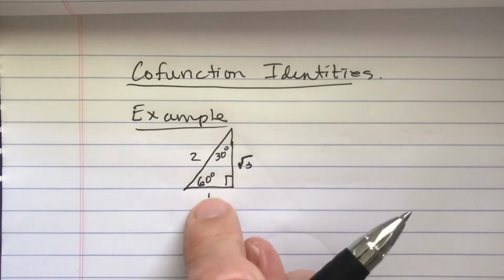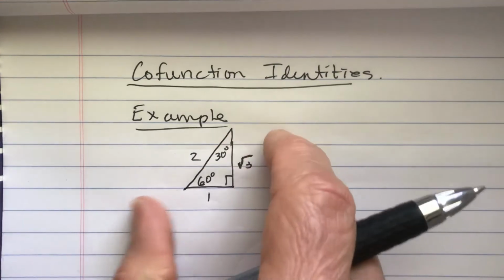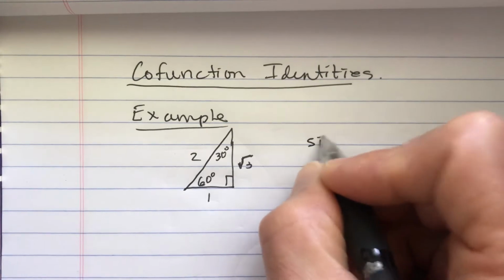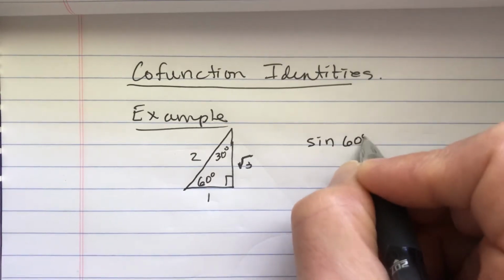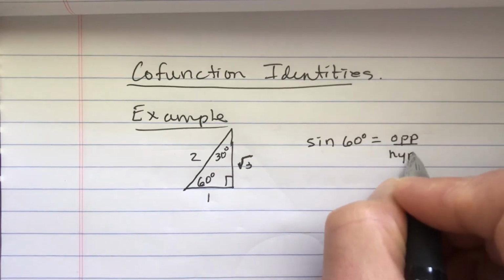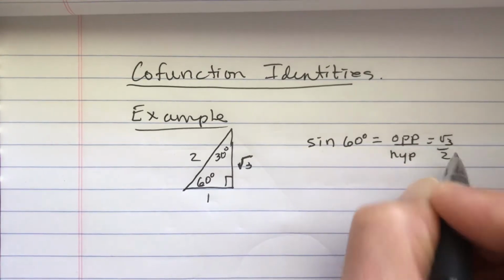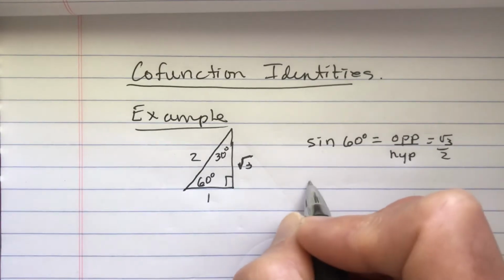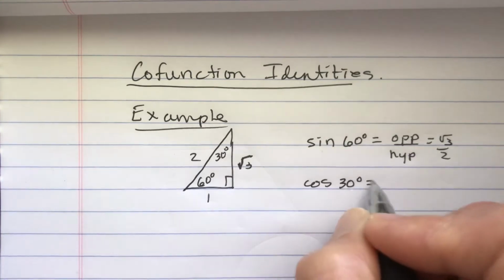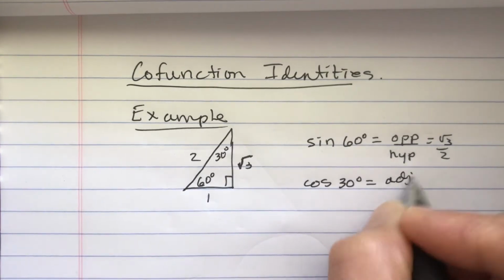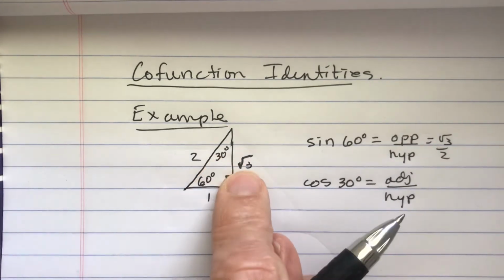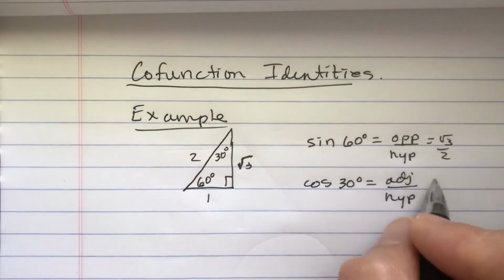You could multiply all of these by 4, and then you'd have everything twice as big. The proportions will stay the same when we're talking about how to find, say, sine of 60 degrees. Sine of 60 degrees is opposite over hypotenuse. So that will be square root of 3 over 2. But now let me find cosine 30 degrees. Cosine is always adjacent over hypotenuse. But what I see is that what's adjacent to 30 degrees was opposite of 60 degrees. And we get the same answer.